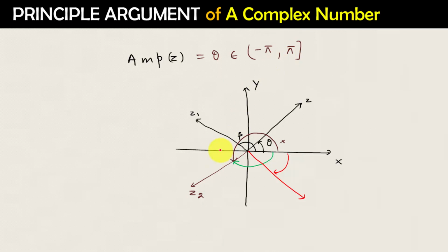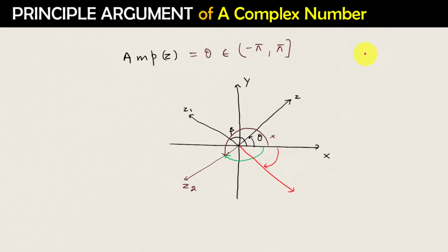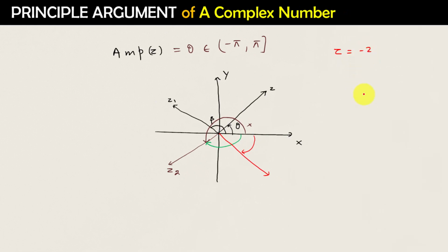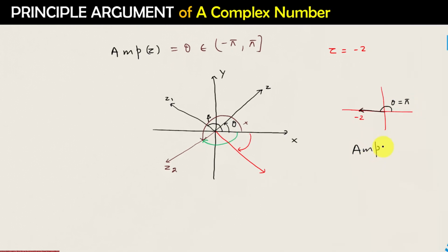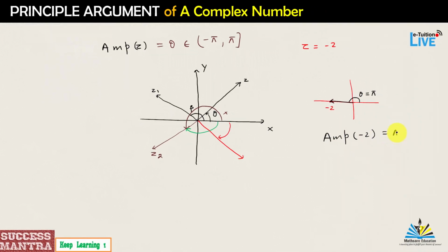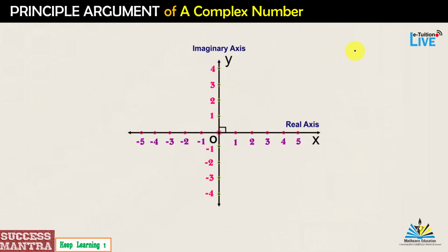Here you can say that if we have a complex number like z is equal to minus 2, then minus 2 vector is here, and you can see that this is the theta, that is equal to pi. So amplitude of minus 2 is equal to pi, and we cannot write this as minus pi. Minus pi is excluded here. Let's understand by an example.